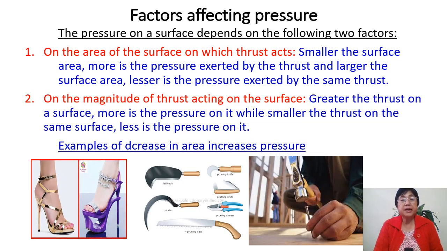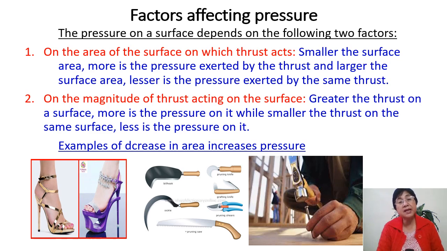The factors affecting the pressure. Now, whenever we come to the factors, remember the quantity. If you remember, what is pressure? Pressure is force by area. So the factors on which the pressure depends will also be on those two. Number 1, on the area of the surface on which thrust acts. Smaller the surface area, more is the pressure exerted by the thrust, and larger the surface area, lesser is the pressure exerted by the same thrust.